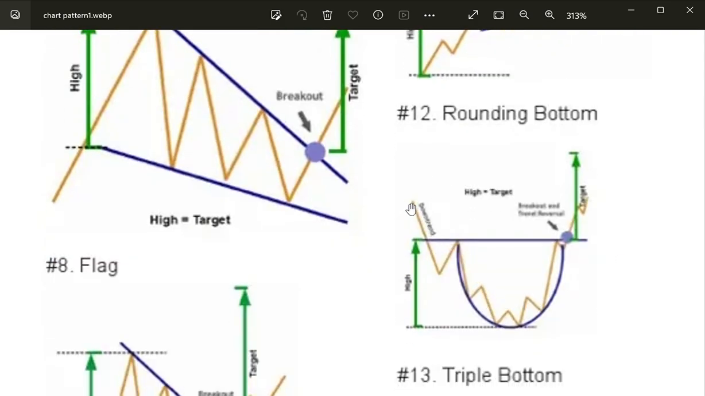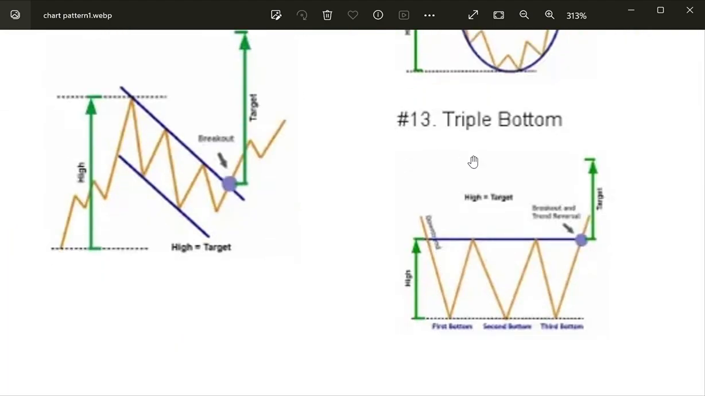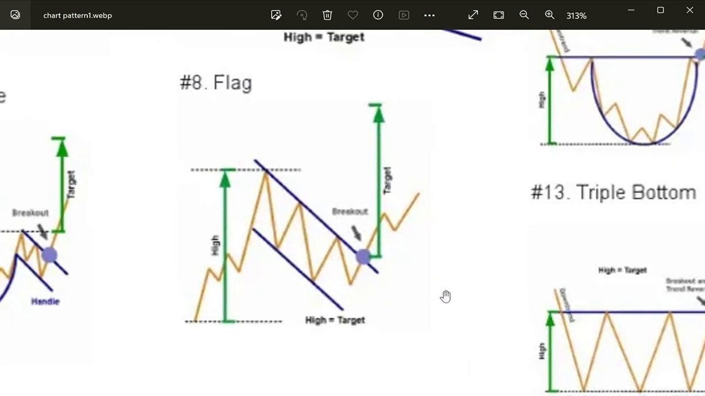Rounding bottom, the price is rejected off this level, and then kind of steps in the way that it forms a bowl, and then breaks out. Triple bottom is you've created support and resistance level, and the price has tried to break that resistance 3 times and then got rejected and sent up.